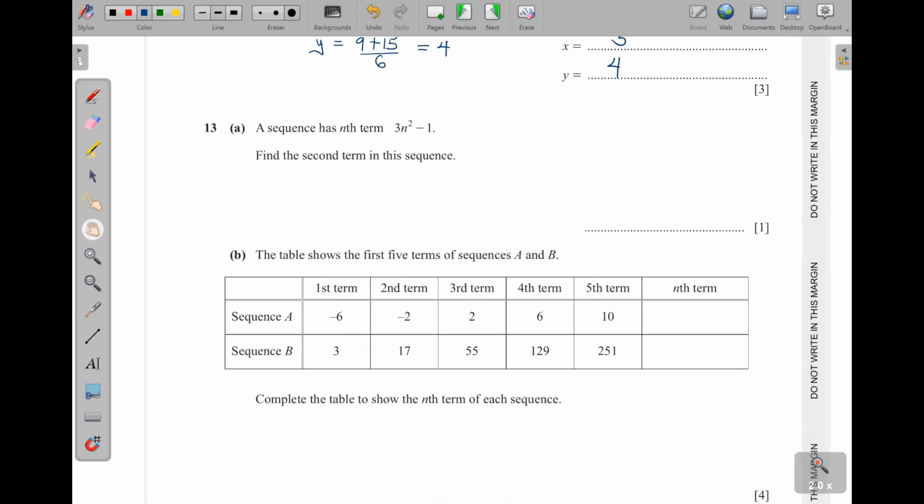All right. Number 13. Part A, a sequence has the nth term 3n squared minus 1. Find the second term in the sequence. So for the second term, n is equal to 2. Okay. So that means the second term, where there is n, you just put the 2. Second term is going to be 3 into 2 squared minus 1. 2 squared is 4 times 3, 12. Then 12 minus 1, we shall get 11.